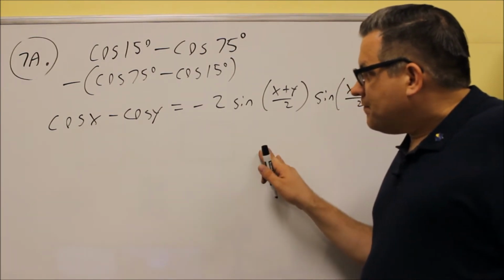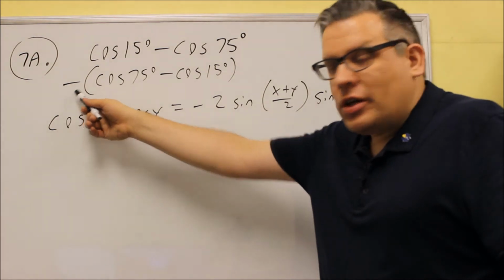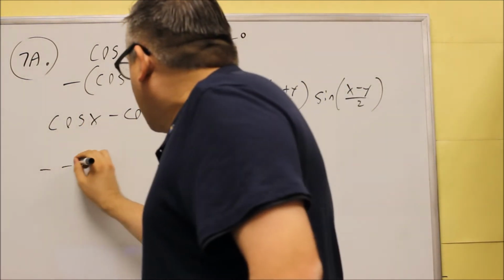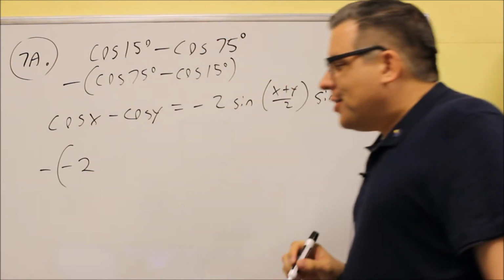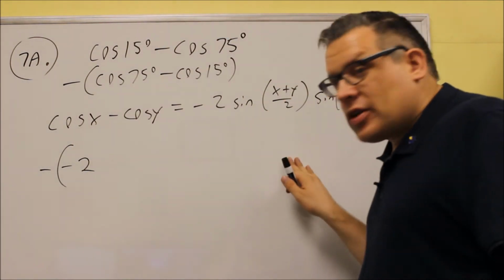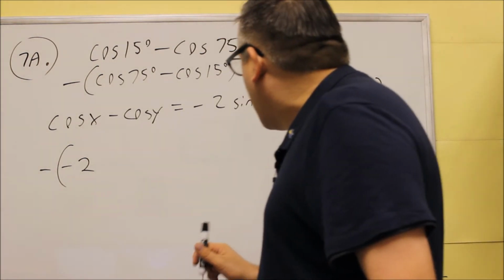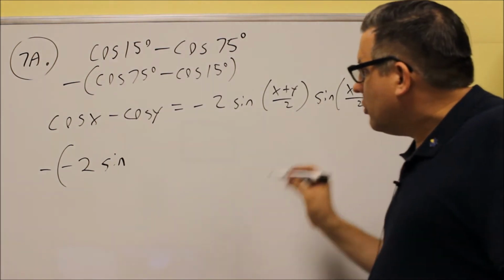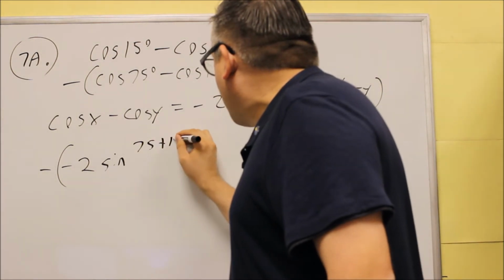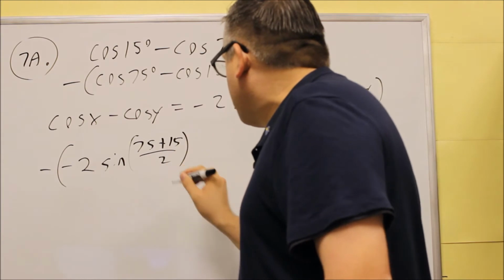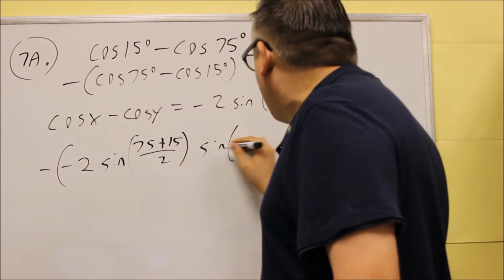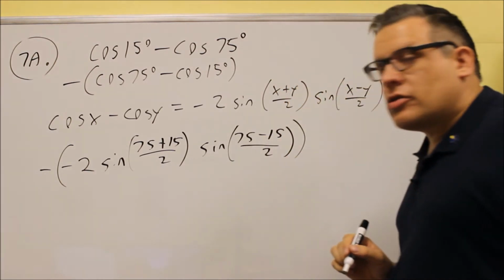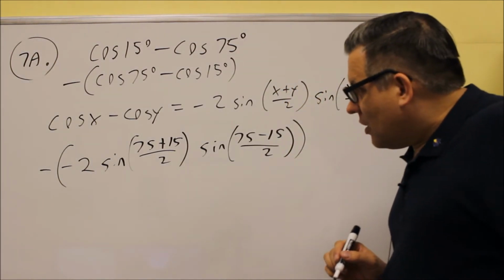Now when we do that, the negative that's out front here is going to take care of the negative out in front of here. So really what we have is, I'll show it, we really have negative times negative 2, and then we have the rest of this inside, but really that's going to end up canceling out. Now this says sine of x plus y over 2, 75 plus 15 over 2, and then we have sine of 75 minus 15 over 2, and then we're just going to simplify that.